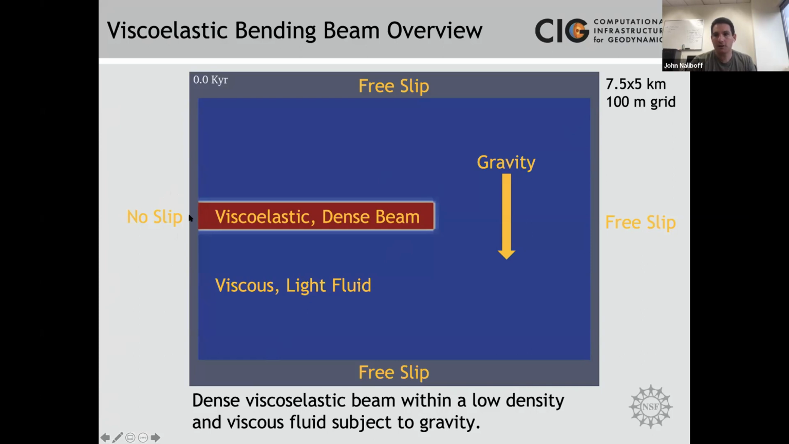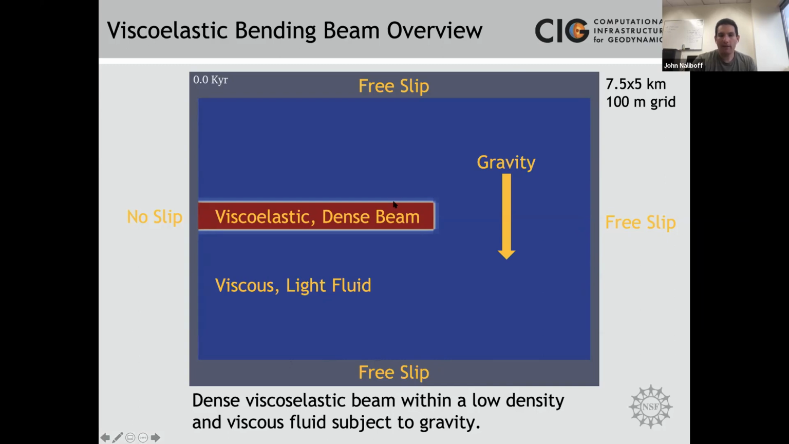On this side, it's no slip, meaning the velocity in the X and Y component is, of course, set to 0. On the top and bottom and right, it's free slip. And so then along here, you can have horizontal flow, but no vertical flow. And then across here, there's no material moving in or out, but it's unconstrained in this direction. You have gravitational loading, and the value of gravity is 10.